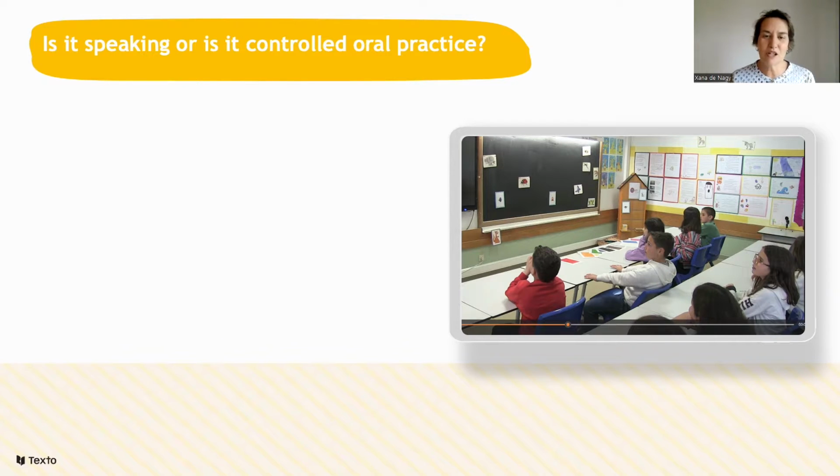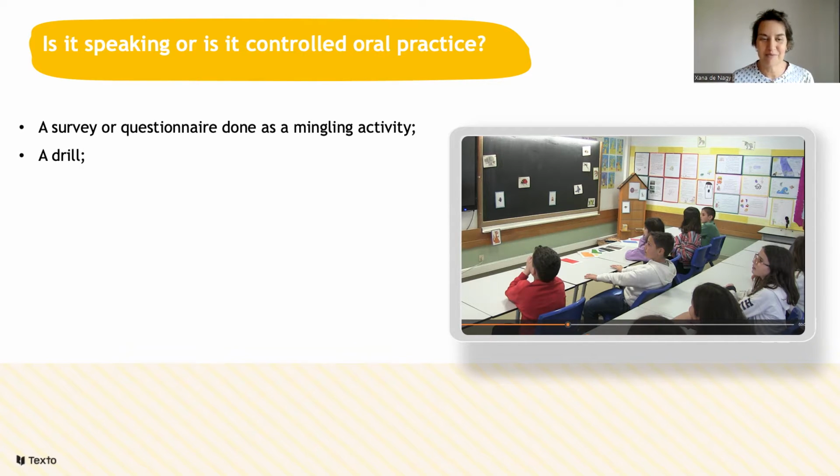All right, so in terms of looking at the distinction between these two, have a look at this list. And again, on your piece of paper, you might want to make a little note. Is it, in your opinion, speaking? Maybe put number 1, or is it controlled oral practice? So: a survey or a questionnaire done as a mingling activity. A drill. A question and answer drill done open class.